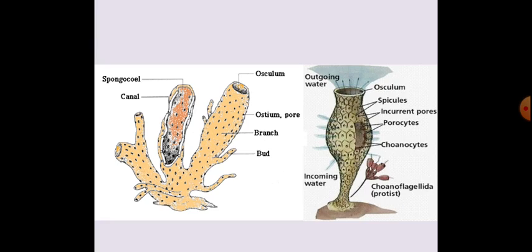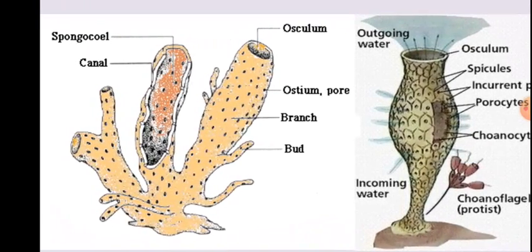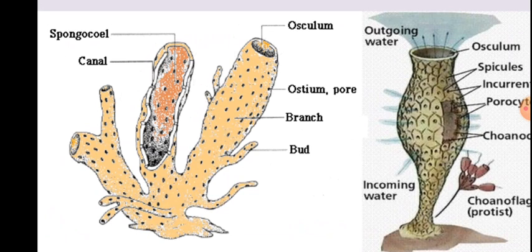So this is the diagram of sponges. This diagram you have to draw in your notebook. See the diagram: sponges have a canal system for the transport of water. The water is transported inside the body of the sponges by the canal system. You can see the canal system here in the first diagram.